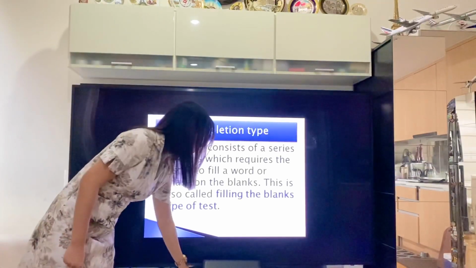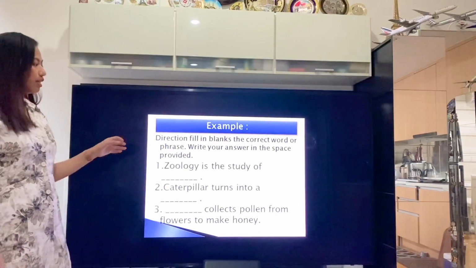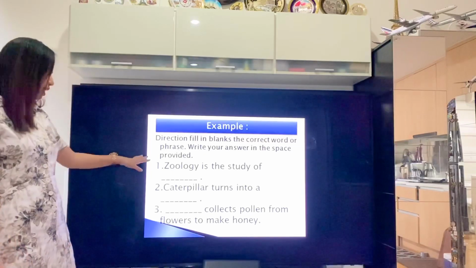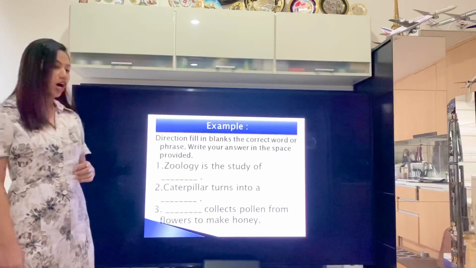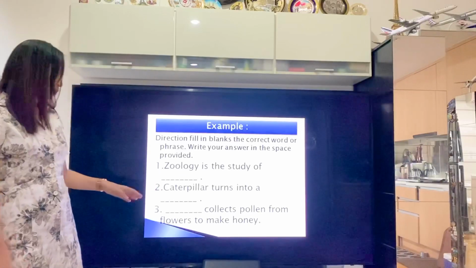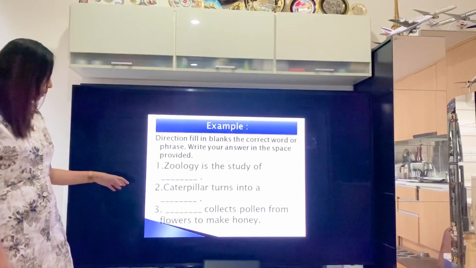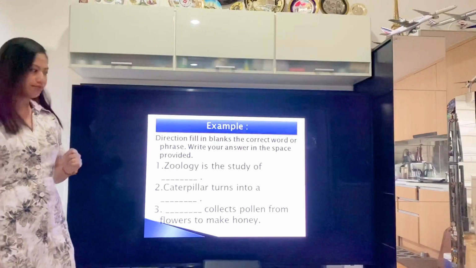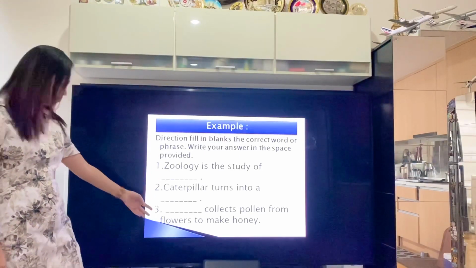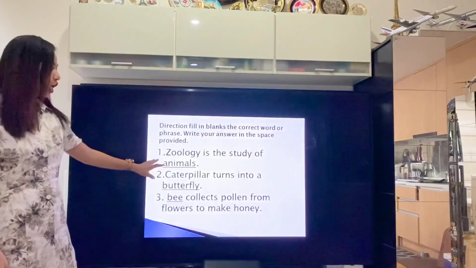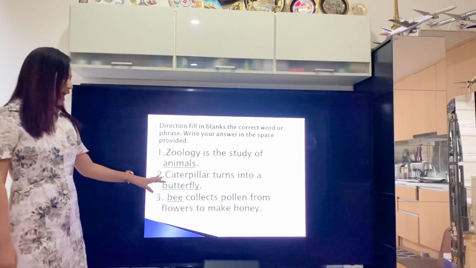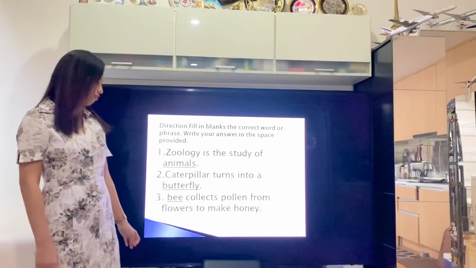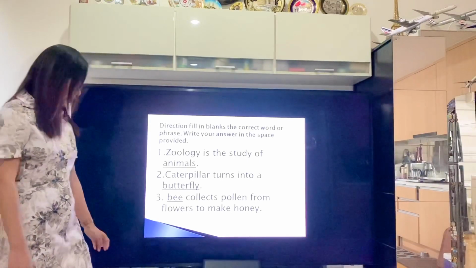For example, direction: fill the blanks with the correct word or phrase. Write your answer in the space provided. 1. Zoology is the study of blank. Caterpillar turns into blank. Blank collects pollen from flowers to make honey. So, fill in the blank siya, di ba? So, this is the answer. Zoology is the study of animals. Caterpillars turn into a butterfly. Bee collects pollen from flowers to make honey.